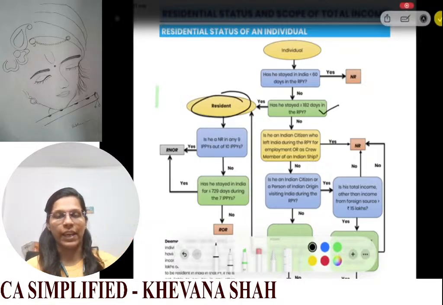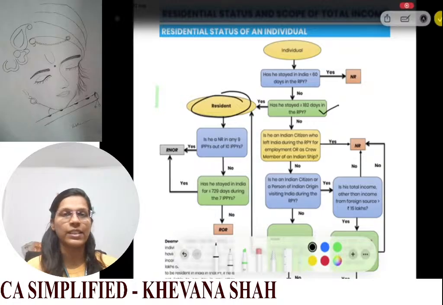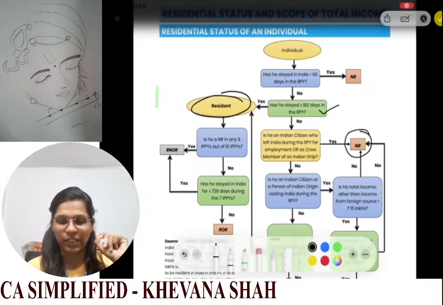If no, then we need to again check whether he is an Indian citizen who left India during the relevant previous year for employment, or a crew member of an Indian ship. In case of employment and as crew member of an Indian ship, we need to check further conditions. Okay, so if yes, then that would be non-resident.